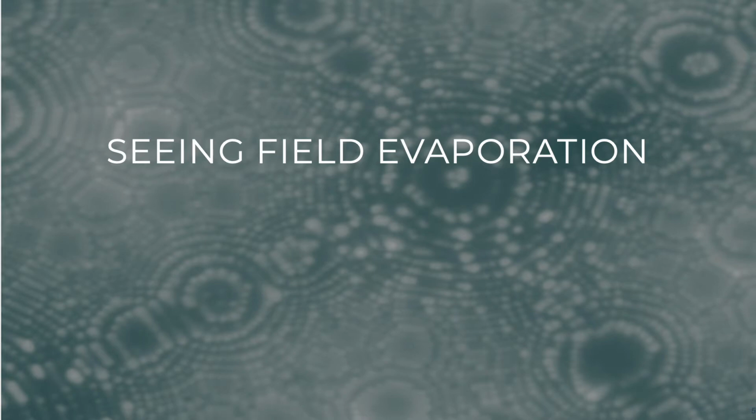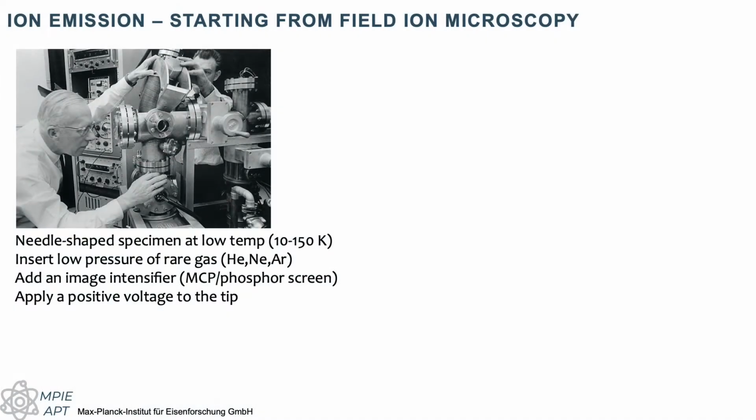So let's start with the beginning. What do we see? So let us move back to Erwin Müller and his group at Penn State in the 1950s. They started to evolve their field electron emission microscope, where we apply a negative voltage to a sharp needle, and started reversing the bias to generate a very highly positive field.